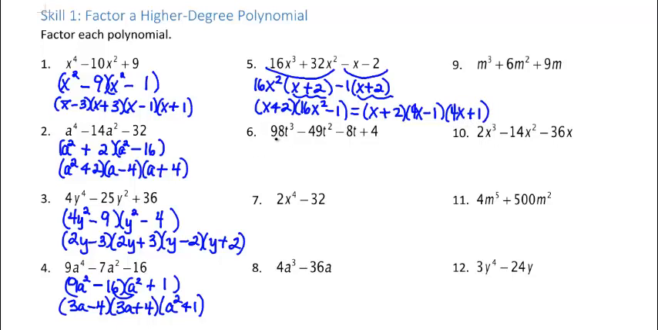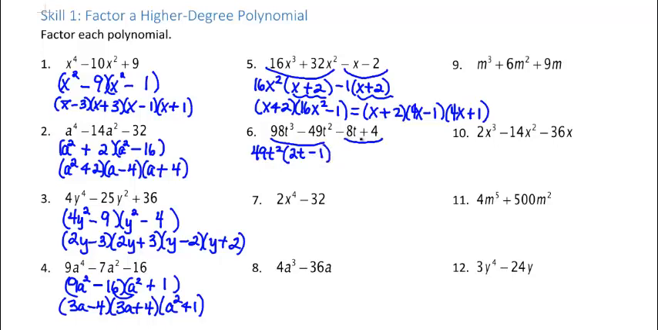Number 6 is 98t cubed minus 49t squared minus 8t plus 4. Again, grouping needs to be used because there are 4 terms. 98t cubed minus 49t squared have a common factor of 49t squared. Dividing each of those terms by this common factor leaves us 2t minus 1.